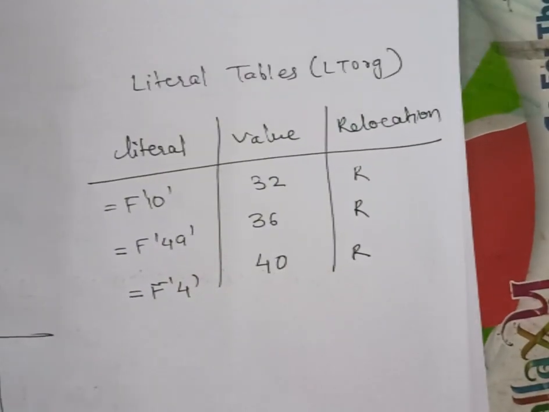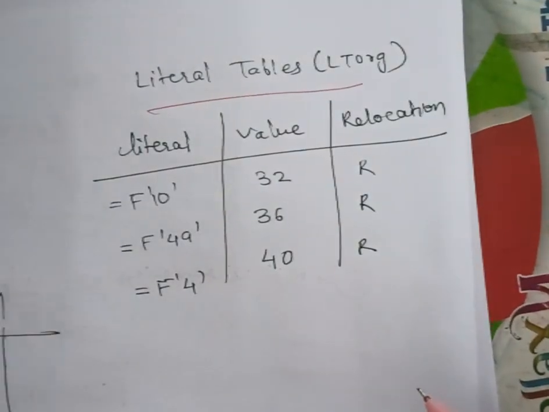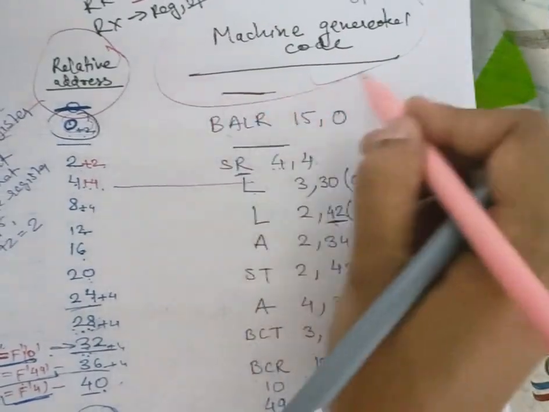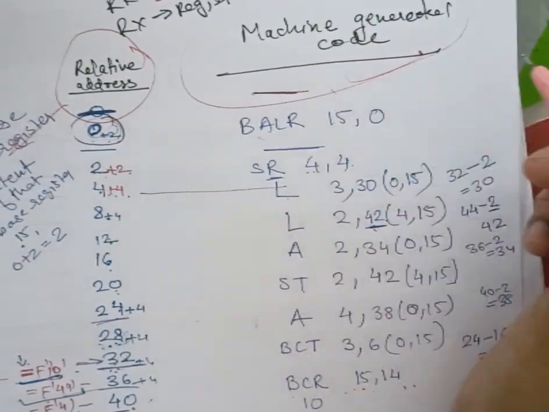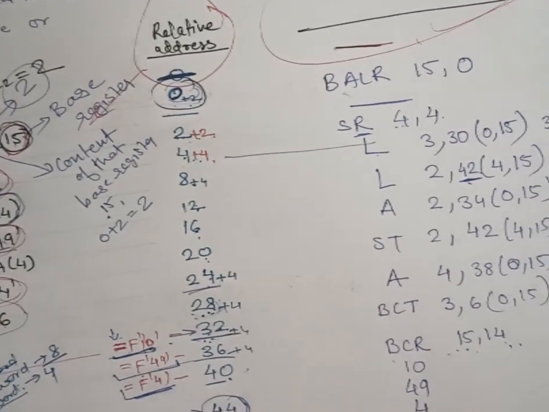So this is the end of the assembler programming. Here we have done the base table, symbol table and literal table. We have generated the relative addresses of the program, and we have also generated the machine code for the assembler program.